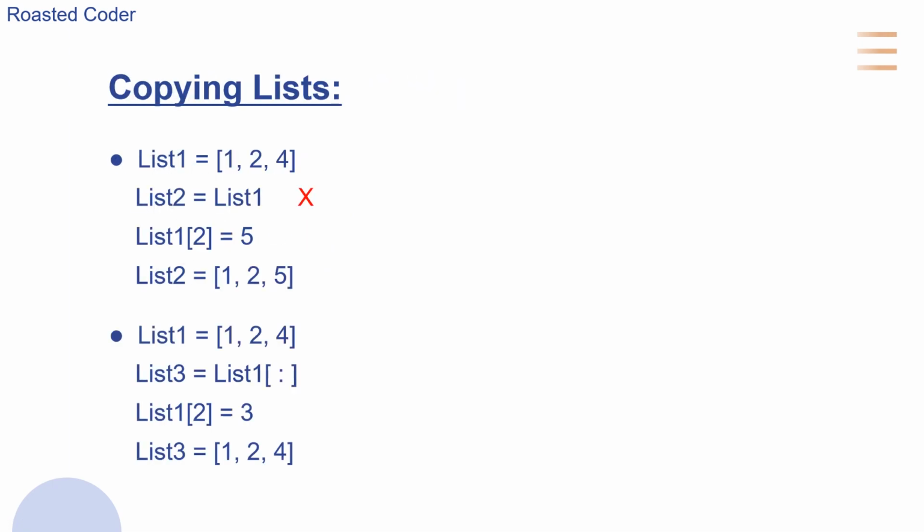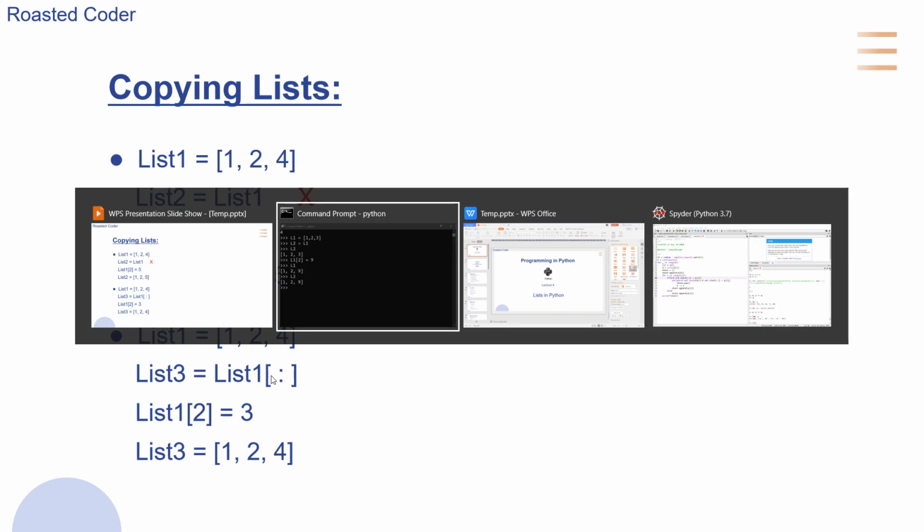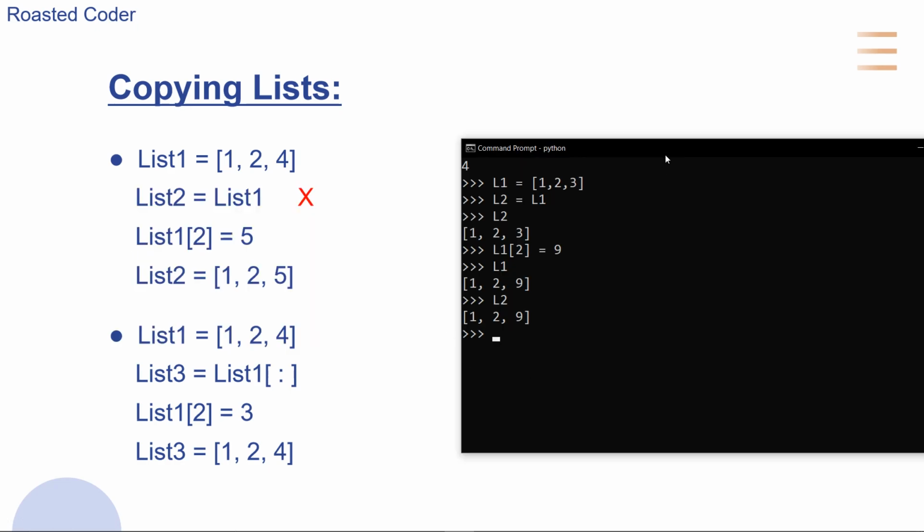So how can we copy a list? We already saw that if you make a copy by doing just L2 equals to L1, or any list equals to another list, then after making a change in the first list, it will change the second list also. So we can copy a list by doing slicing.